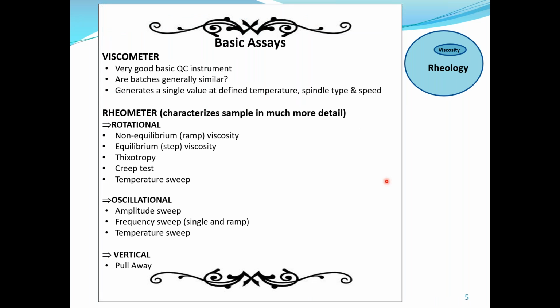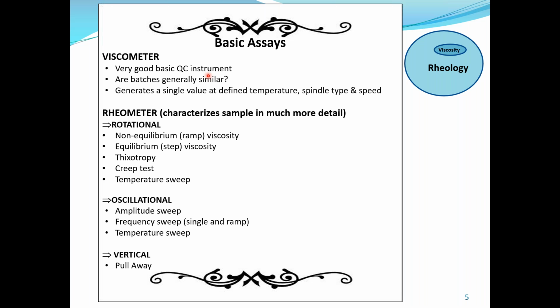So there, I just want to go through the basic menu of assays. And we need to keep in mind that when people tend to mention rheology, they just immediately go to viscosity and that's it. But actually, the science and field of rheology is much larger. And hopefully I'll give you a better appreciation of that as we go through this webinar today. The viscometer is a very good basic QC instrument. It can see if the batches are generally similar, if they've changed over time, and so on. It generates a single value at defined temperature, spindle type, and speed.